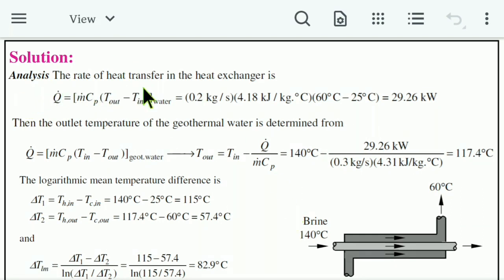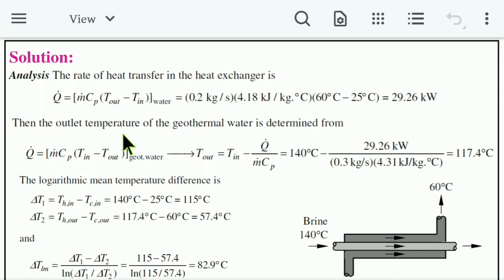The rate of heat transfer in the heat exchanger is Q dot is equal to m dot Cp into T out minus T in for water. We have all this value. So m dot is 0.2 kilogram per second. Cp means 4.18 kilojoule per kg degree Celsius. T out minus T in means 60 degrees Celsius minus 25 degrees Celsius. So the value of Q dot is 29.26 kilowatt.